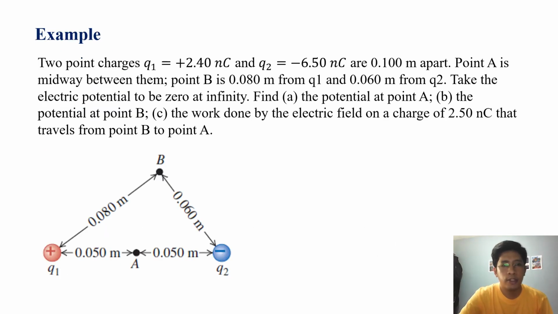Now let's have an example. Two point charges, Q1 with a value of positive 2.40 nanocoulombs and Q2 of negative 6.50 nanocoulombs, are 0.100 meters apart. So you have these two charges here, Q1, Q2, separated a distance of 0.100 meters. Point A is midway between them, and point B is 0.080 meters from Q1 and 0.060 meters from Q2. Take the electric potential to be 0 at infinity.